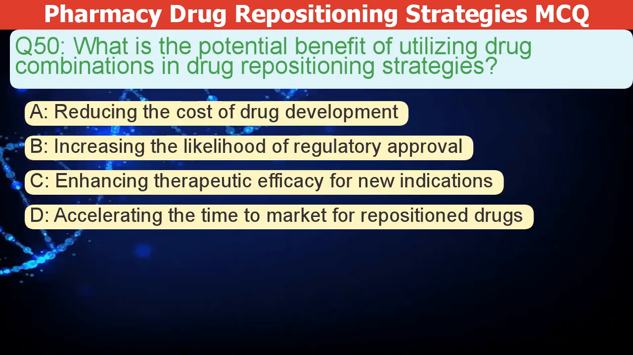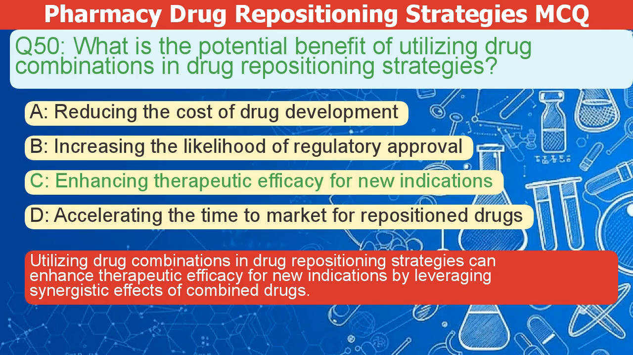What is the potential benefit of using drug combinations in drug repositioning strategies? A. Reducing the cost of drug development. B. Increasing the likelihood of regulatory approval. C. Enhancing therapeutic efficacy for new indications. D. Accelerating the time to market for repositioned drugs. The correct answer is C. Utilizing drug combinations in drug repositioning strategies can enhance therapeutic efficacy for new indications by leveraging synergistic effects of combined drugs.